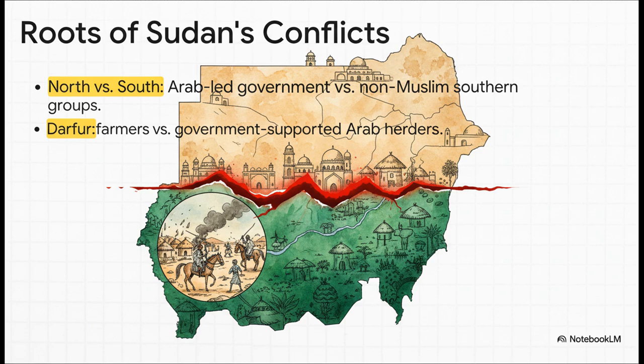The country was basically split in two. The government in the north was mostly Arab and Muslim, while the south was home to different non-Muslim ethnic groups. This division, which was made worse during colonial times, fueled decades of war. At the same time, over in the Darfur region, another conflict exploded between Black African farmers and Arab herders, and it became truly horrific when the government started arming the herders. All this violence eventually led to the South breaking away and forming a new country, South Sudan, in 2011.